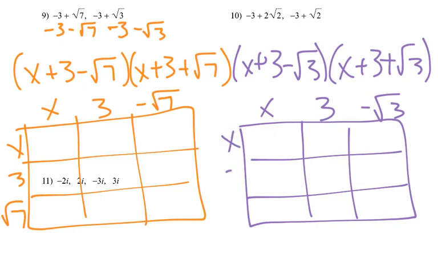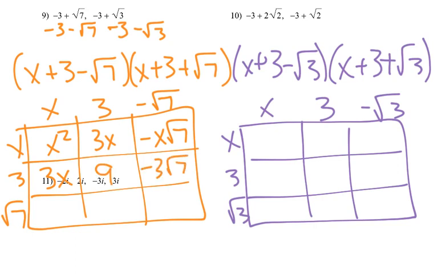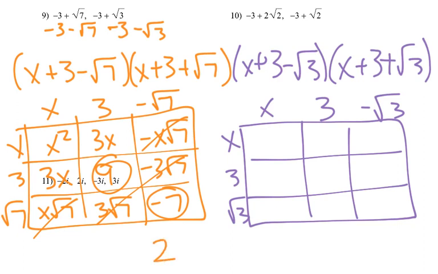But still, because we have so many different pieces here, it can get annoying. So x squared, 3x, negative x root 7, 3x, 9, negative 3 root 7, x root 7, 3 root 7, and whenever we multiply 2 square roots together, we kill the square roots, so we end up with a negative 7. Those cancel, those 2 cancel. 9 minus 7 gives us a 2, so I get x squared plus 6x plus 2.